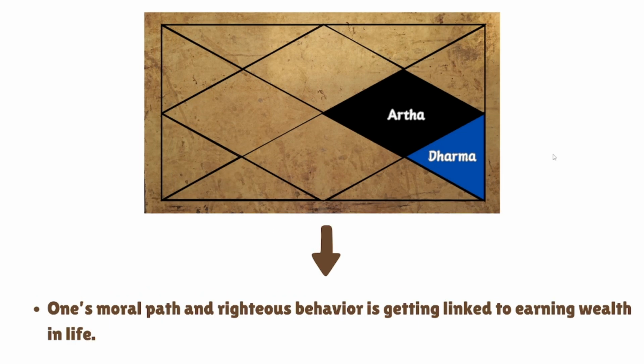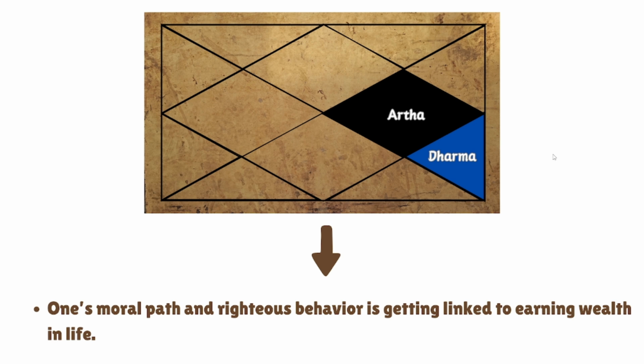Now the 10th house is part of the Artha Trikon. The Artha Trikon in any chart deals with earning wealth, managing wealth, and saving wealth so that one can live in this material existence of life. Whereas the ninth house is part of the Dharma Trikon. The Dharma Trikon in any chart deals with righteousness, following the right path, being truthful, being moral, following one's duty irrespective of whatever happens.